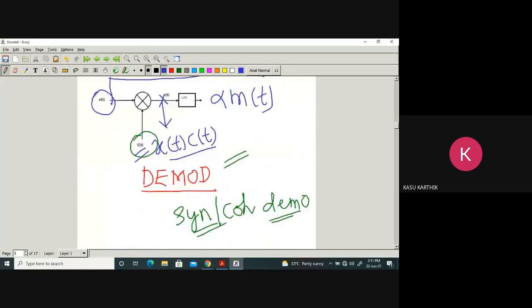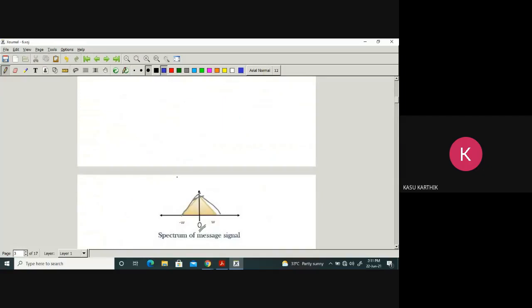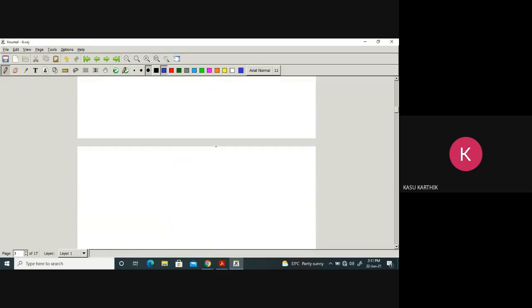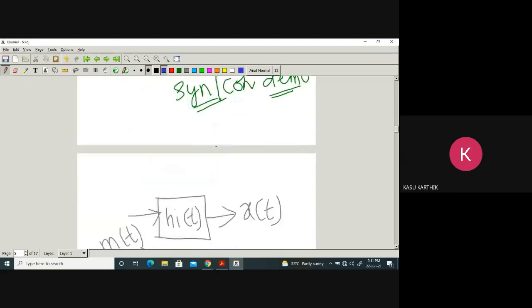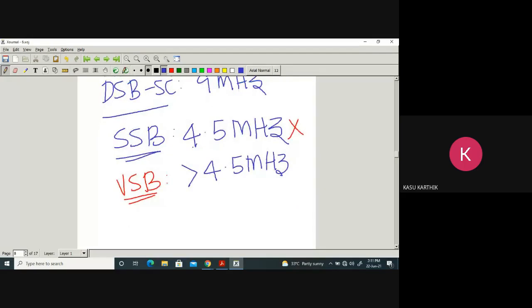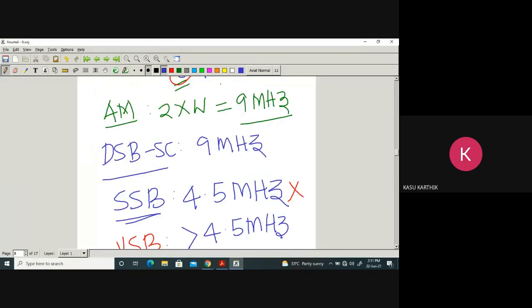You go with the first slide. You take this example. If the filters are not ideal, obviously what happens? You are getting some portion of the neighboring sideband also. So that is nothing but VSB. So VSB is most suitable for transmission of television baseband video signals. What is the basic reason? It occupies moderate bandwidth and generation also is easy. So these two are not suggestible because they're wasting a lot of bandwidth.